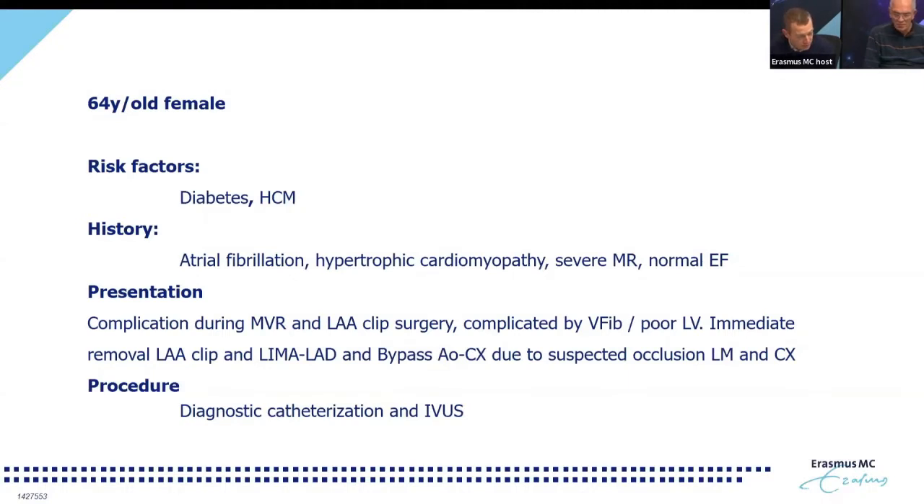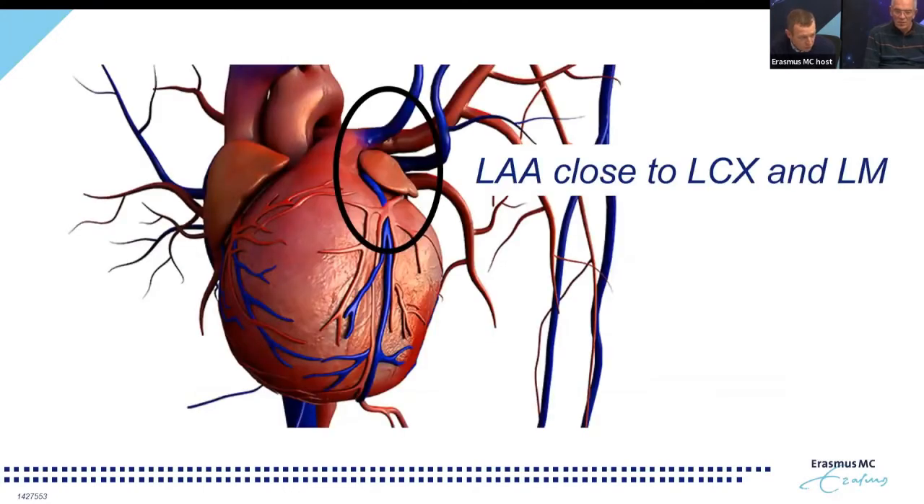And for that, the patient was referred to us for diagnostic catheterization and IVUS to confirm whether this was indeed the case. So you would say, well, that would be a very rare complication. Yes, it's true. It is indeed very rare, but anatomically, the LAA is just on top of the proximal LAD and bifurcation to the circumflex. So anatomically, you could anticipate that this might happen in a very small number of cases.